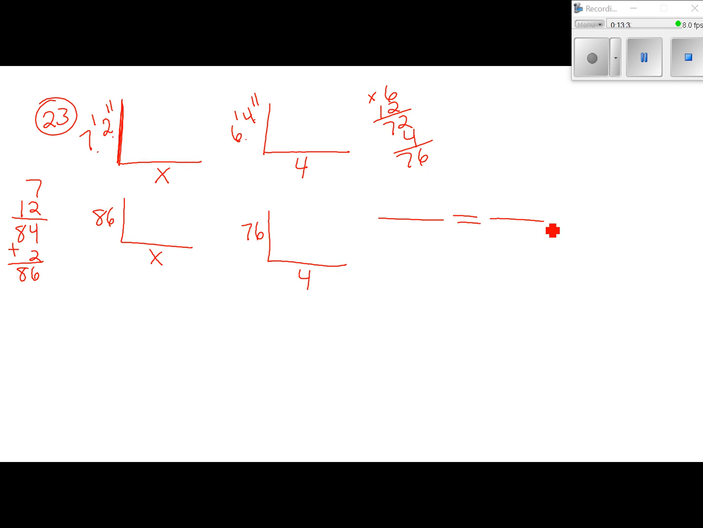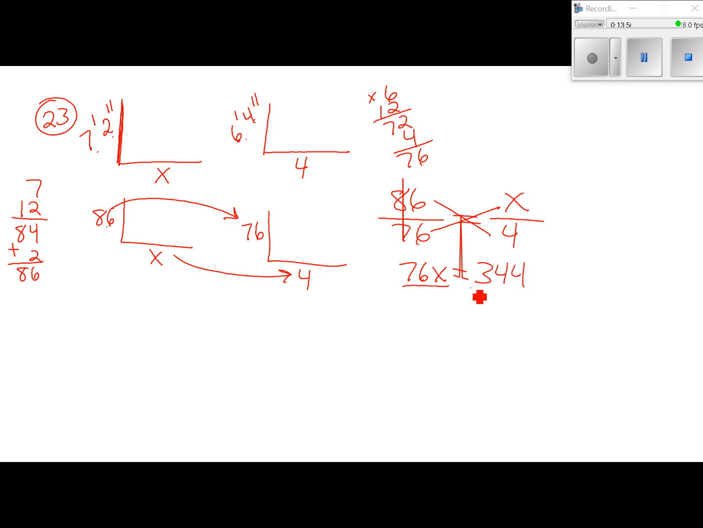We set up 86 compares to 76, the same as X compares to 4. We cross multiply here, and we get 76X equals 4 times 86, which is 344. Divide both sides by 76. That's not going to come out even, but it goes in there. We're going to say it's 4.526.